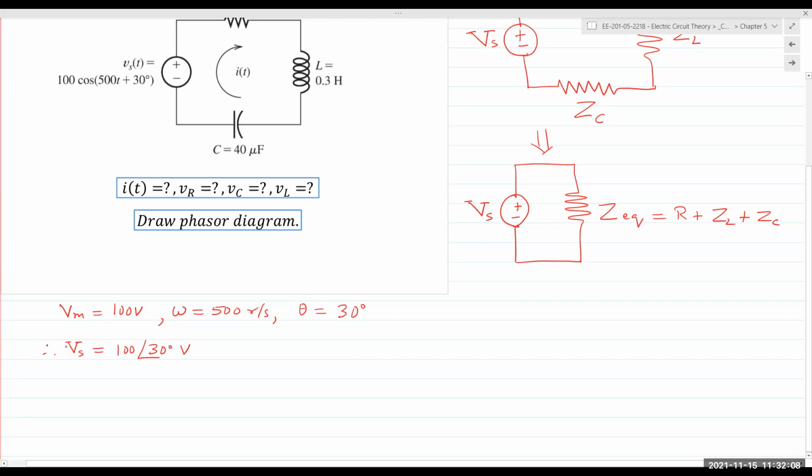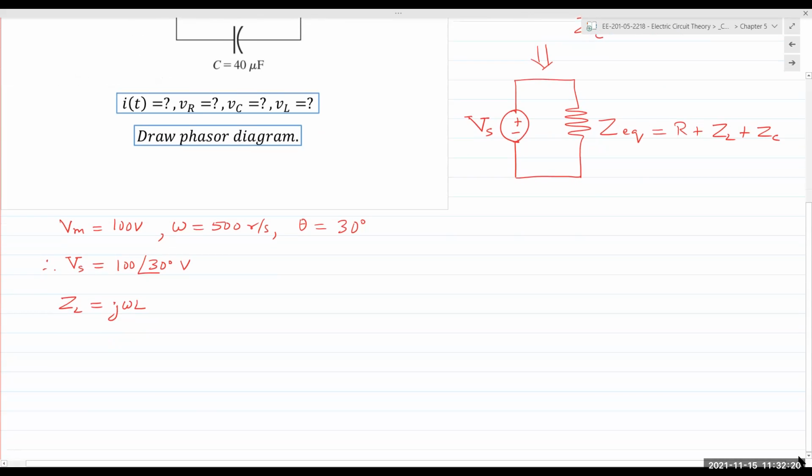For ZEQ, I need R, ZL, and ZC. R, of course, remains the same. ZL is j omega L. ZL in rectangular coordinates is j omega L. In polar coordinates, it is omega L with a phase angle of 90 degrees. Early on, I developed the habit of calculating both polar as well as rectangular coordinates at the same time, because I never know how the problem is going to turn out, and I might need it somewhere down the line.